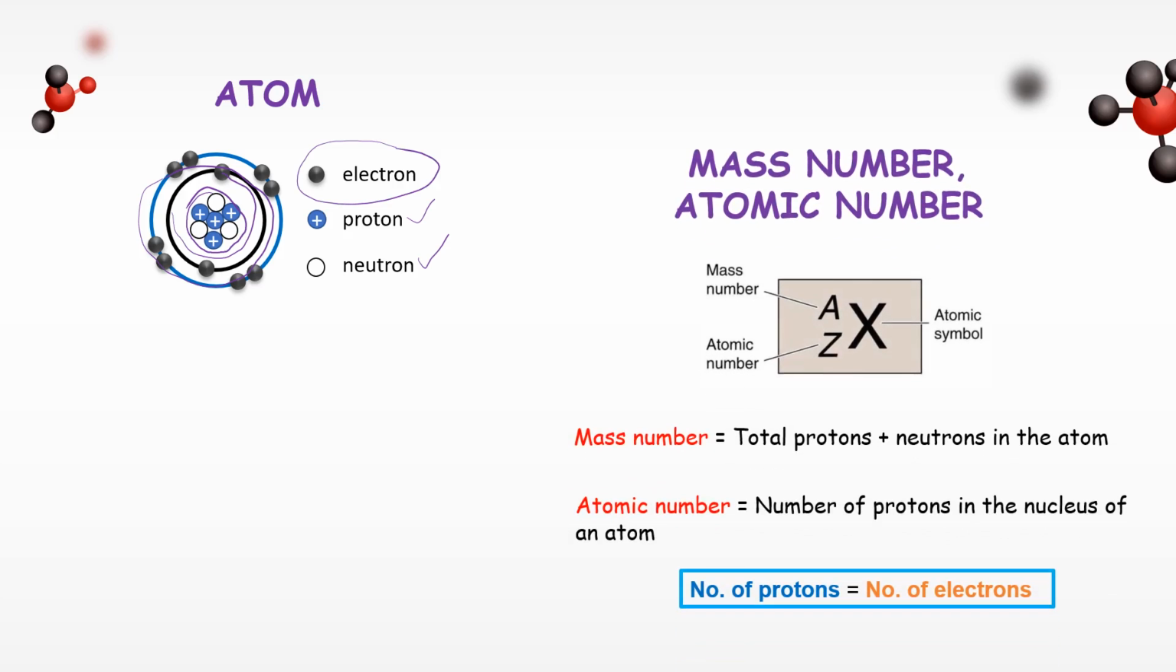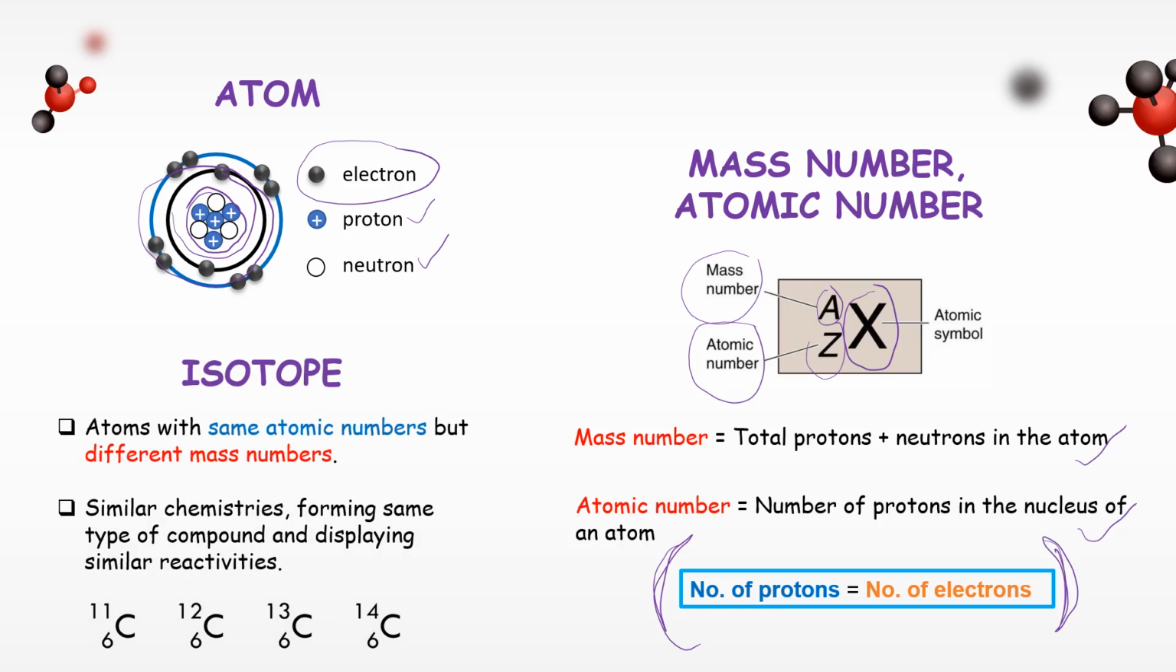If you look at the periodic table, this is how we write the mass number and atomic number of an element. This one is the atomic symbol for an element, and A represents the mass number, and Z represents the atomic number. What is meant by mass number? Mass number is the total number of protons and neutrons in the atom, while the atomic number is the number of protons in the nucleus of an atom. Please bear in mind that the number of protons is equal to the number of electrons.